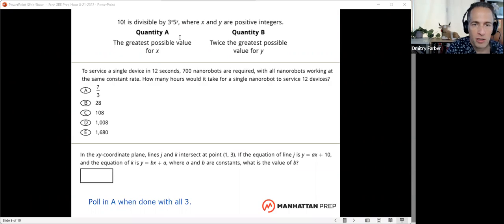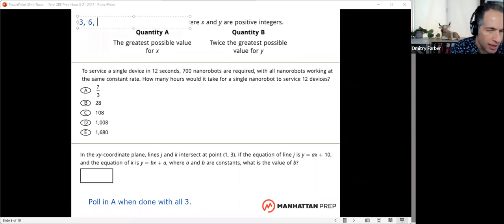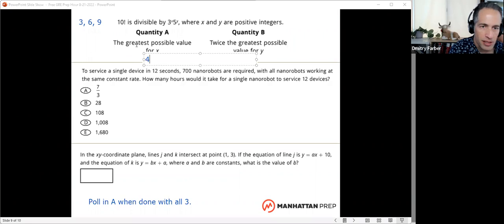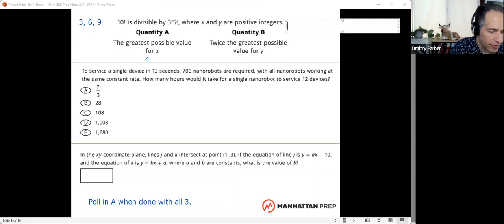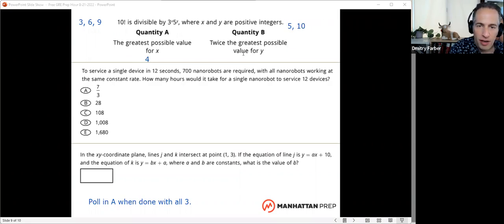In 10 factorial, we're going to find threes at 3, 6, and 9. 3 has 1 three, 6 has 1 three, 9 has 2 threes. So we're talking about 4 possible powers of 3. Then if we want to know how many 5s, we're going to find 5s in 5 and 10. So there are 2 powers of 5 in 10 factorial, and double that would be 4. These are the same. On a quant comp, that means the answer is C. The 2 columns are always the same.